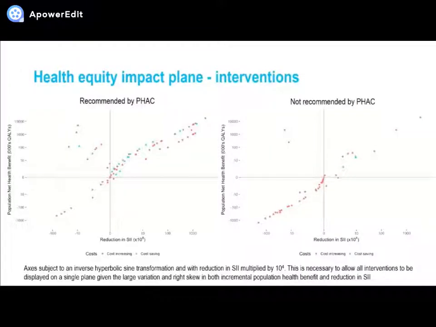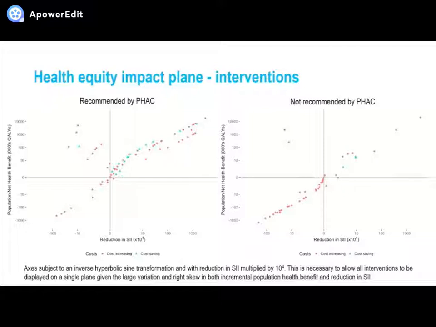And this is us plotting all of the interventions on the health equity impact plane. And we've separated them here into interventions that were recommended by the Public Health Advisory Committee and those that were not recommended by the Public Health Advisory Committee. So if you like, this is almost a best case scenario of how these interventions might impact on health inequality, because we only had information on the distribution of the disease, not on the actual utilization or uptake of the intervention at this stage. So this shows the maximum you could hope to achieve if everybody who is eligible for these interventions benefited from these interventions.